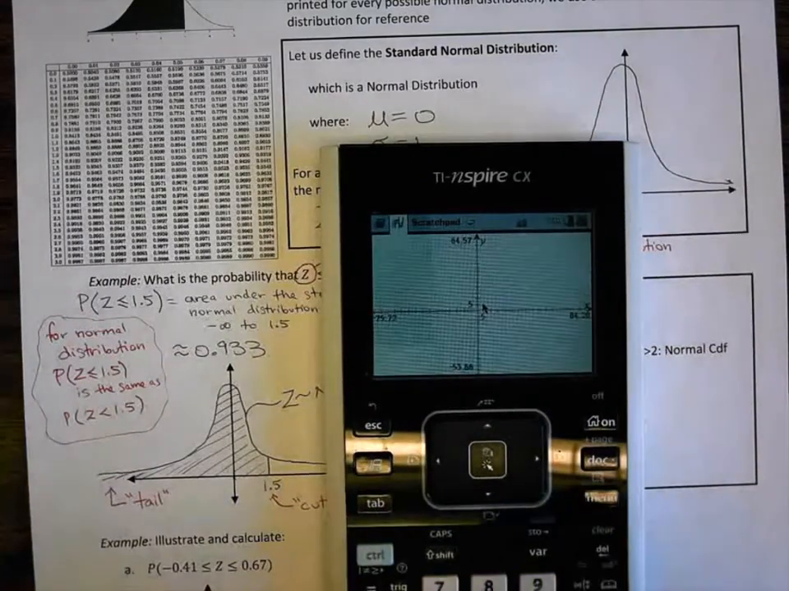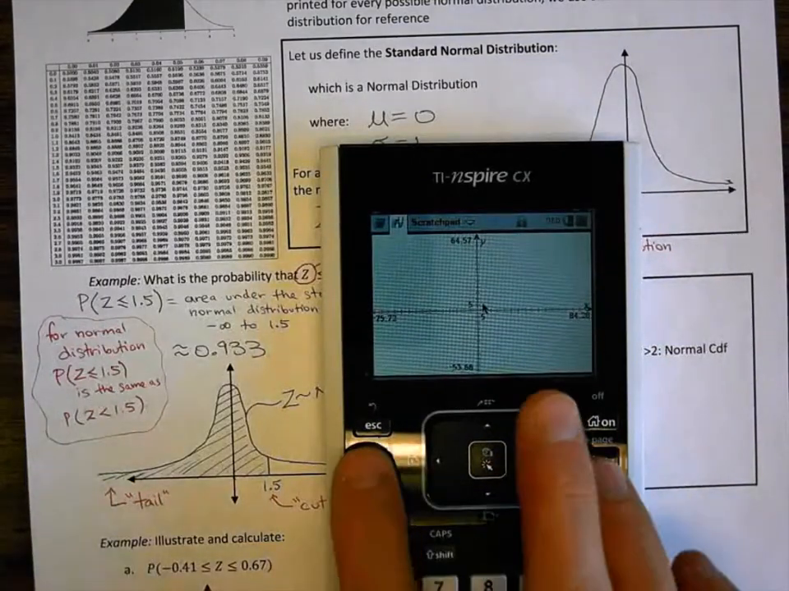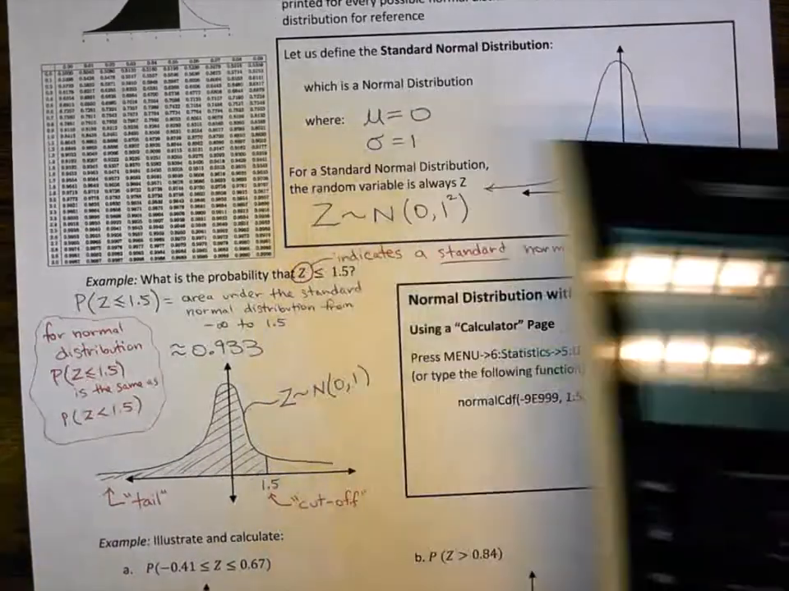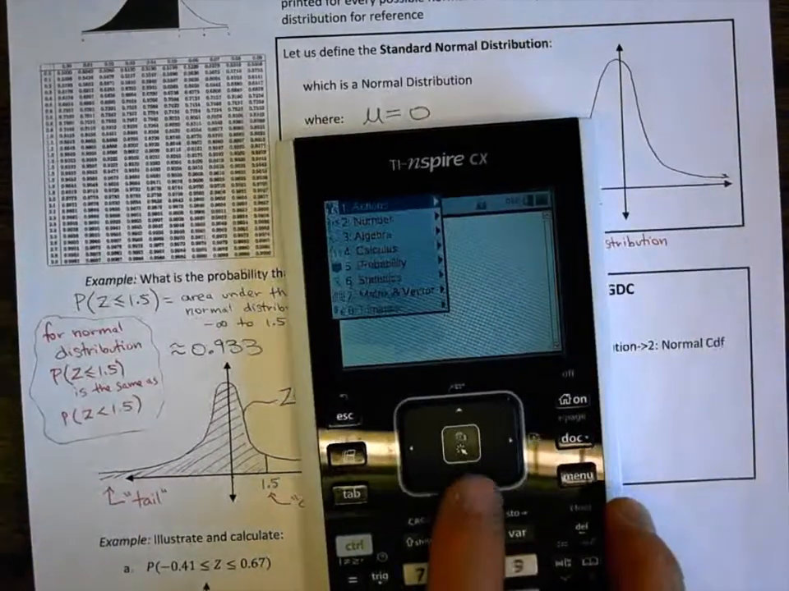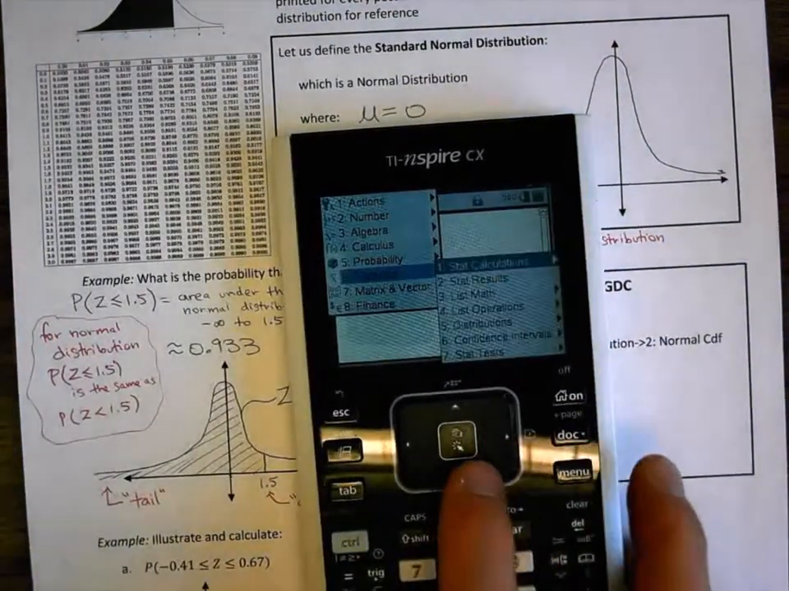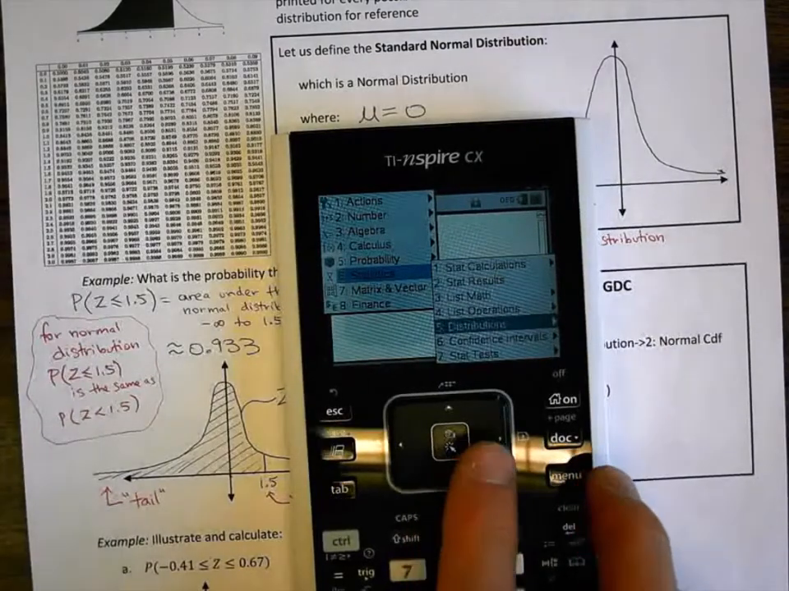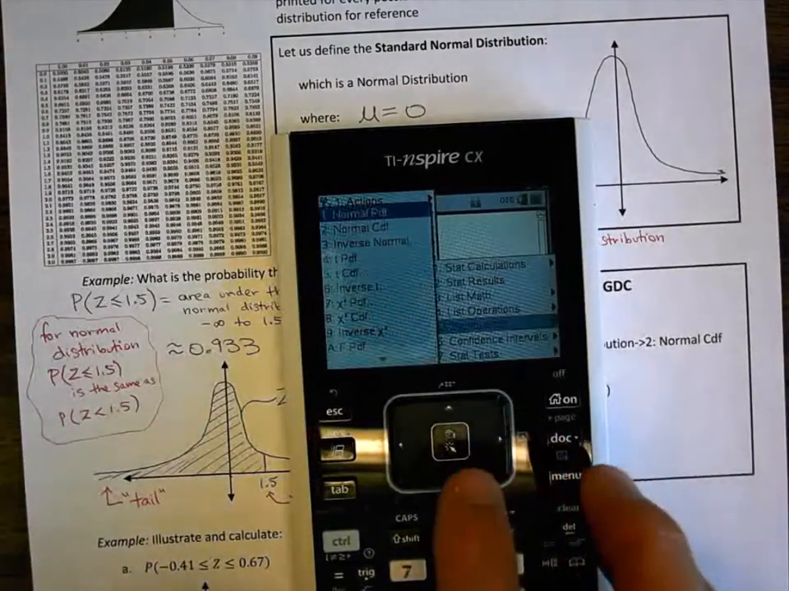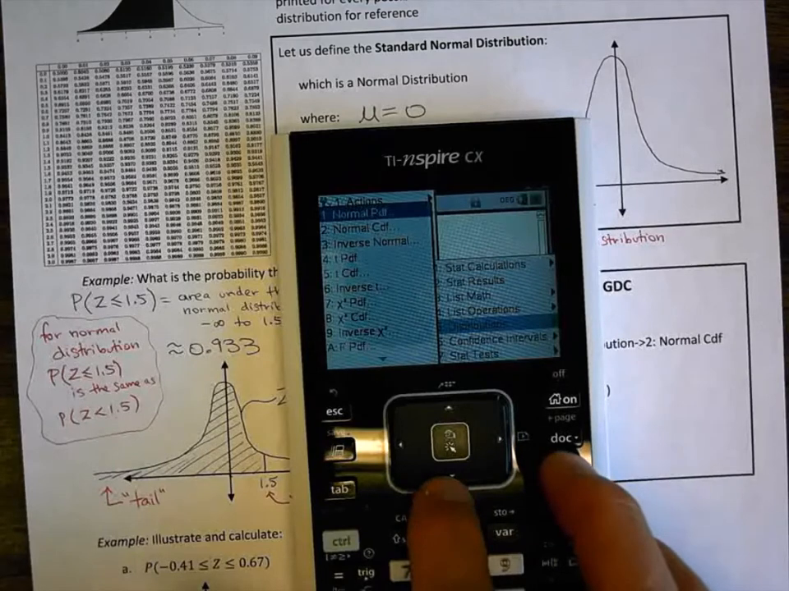And I'm going to press, what am I going to press? Go to calculator mode. So there's my calculator page. And I'm going to press menu, statistics, and then I go down to number 5, which is distributions. And I'm going to choose normal CDF.